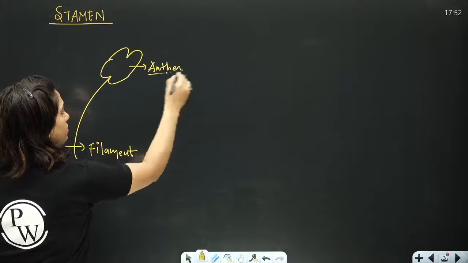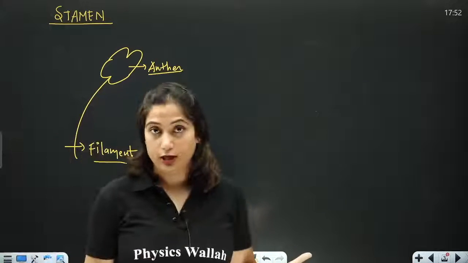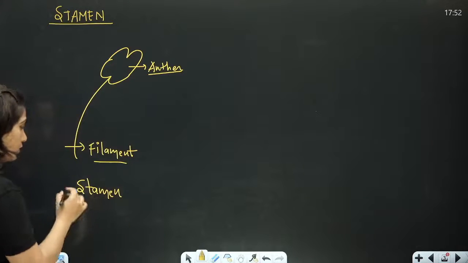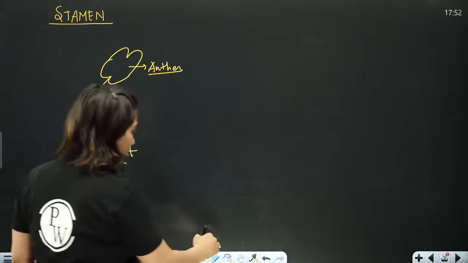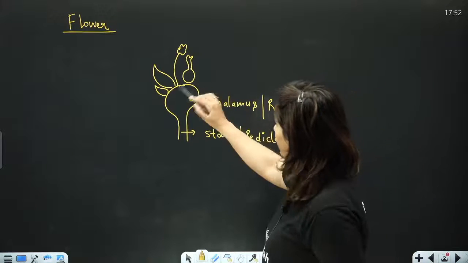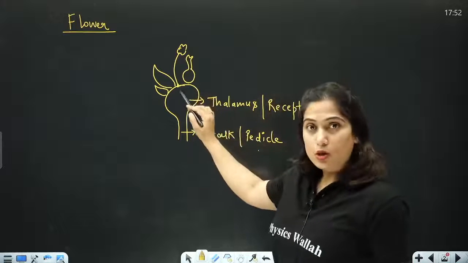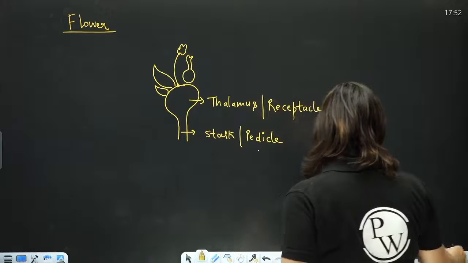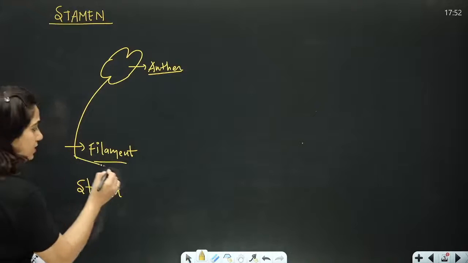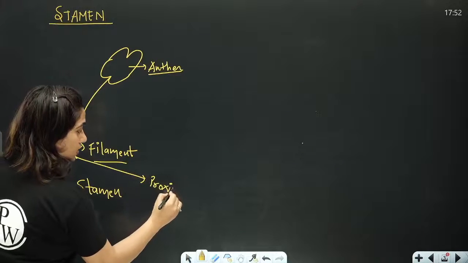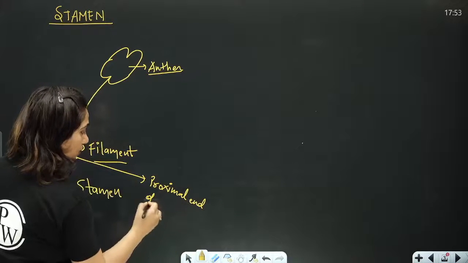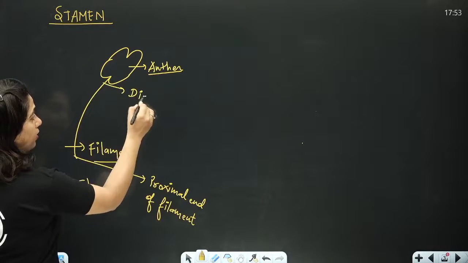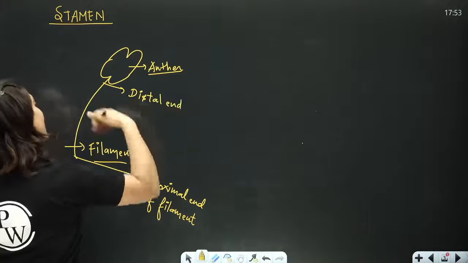What type of question comes from this portion regarding the structure of the stamen? Understand, beta, that whatever part is present towards the thalamus is the proximal end of the filament, and whatever is present away from the thalamus is the distal end of the filament.